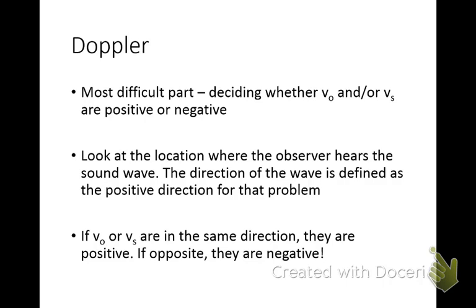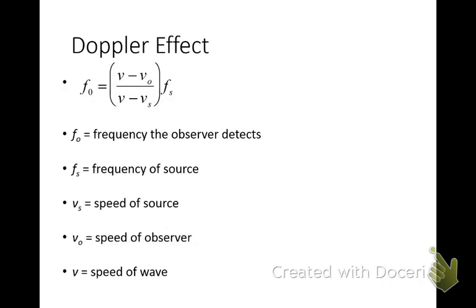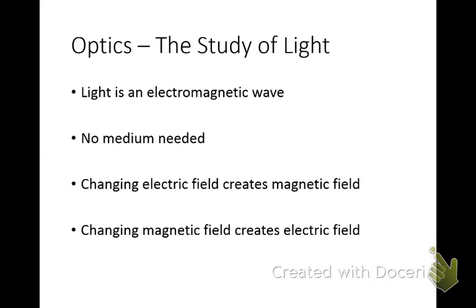In the event they're a negative number, don't forget with the Doppler equation, since you're subtracting VO or VS every time, if you subtract a negative number, it's basically just the same as adding that number.